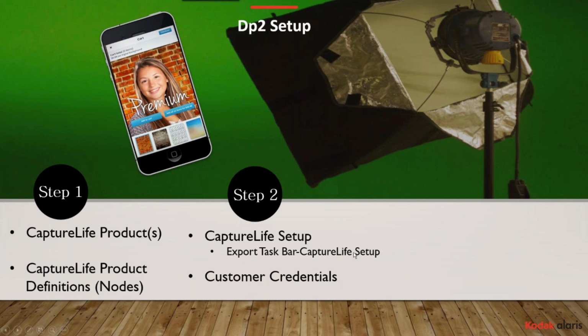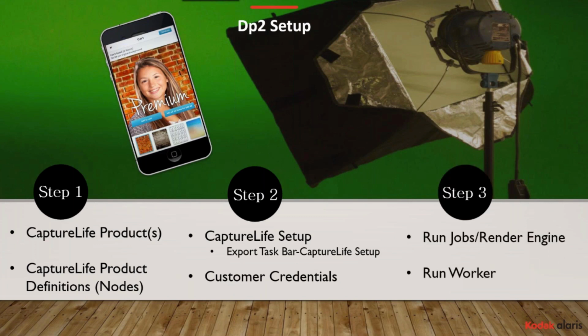There's one table inside of dp2 on the export taskbar. It's the CaptureLife setup table. You have to have an entry in there. You have to do this communication with CaptureLife to make sure that your account is valid, and you'll get an ID value back for confirmation. If you're working with photographers, they will have to have customer credentials inside of their customer table. Or if you're a vertical operation, you basically can skip that step.